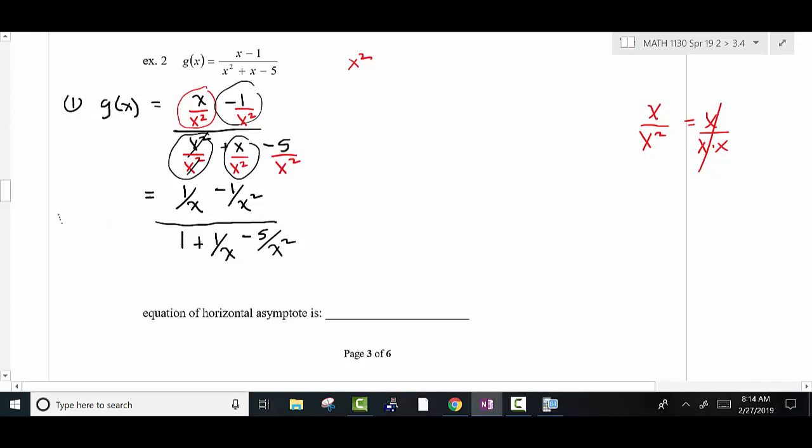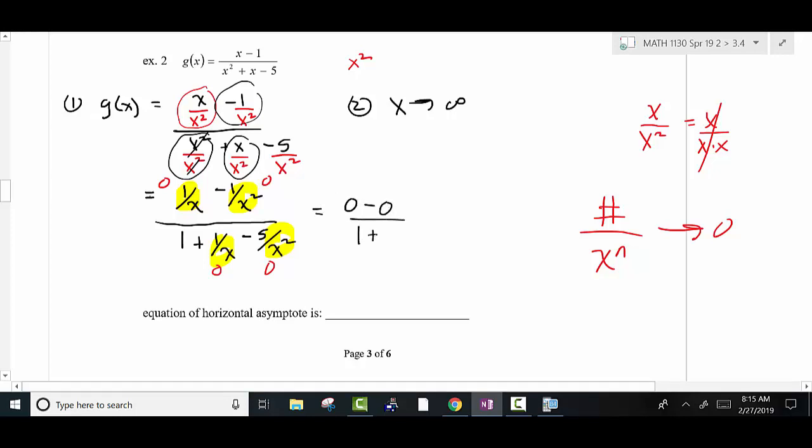Then after you've done that, the second key thing is you want x to just go to infinity, and you can learn to do this in your head. What happens is all of these things that I'm highlighting are going to go to 0. Because the idea is if you have a number over some power of x, it doesn't even matter what that power of x is, that's going to go to 0. So all of these things go to 0 that I highlighted. So you would have 0 minus 0 over 1 plus 0 minus 0. That's 0 over 1, so it's 0.